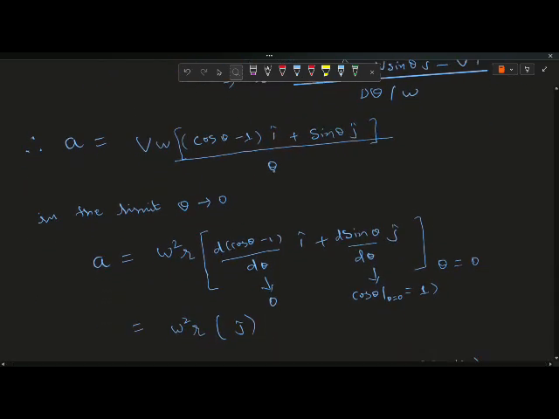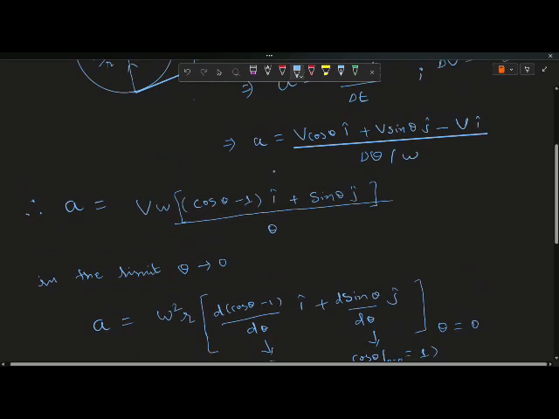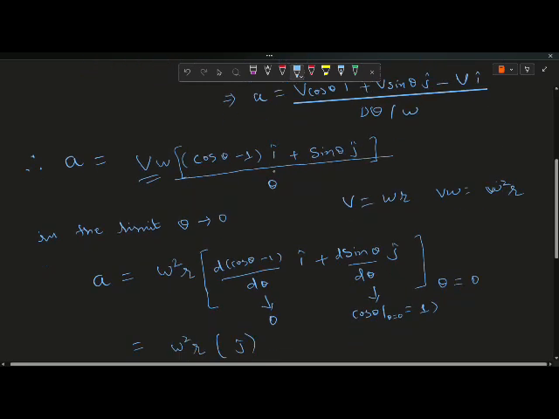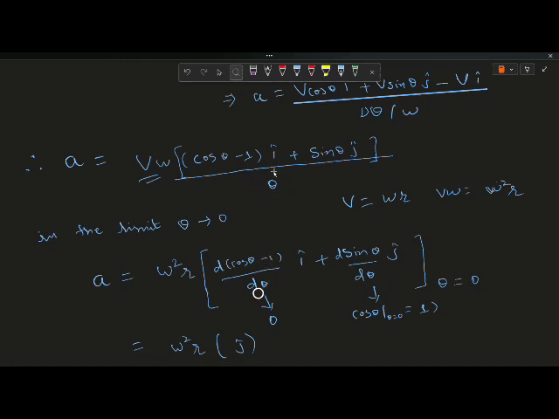Now it's the interesting part. Again, I have used the formula here, that simple formula V is equal to omega R. So that V omega can be written as V square, that is, omega square R. Then as theta tends to 0, this expression actually converts into a derivative.